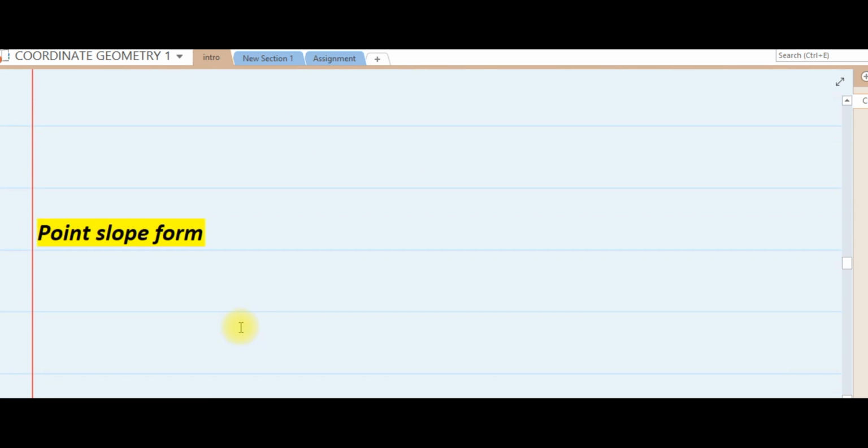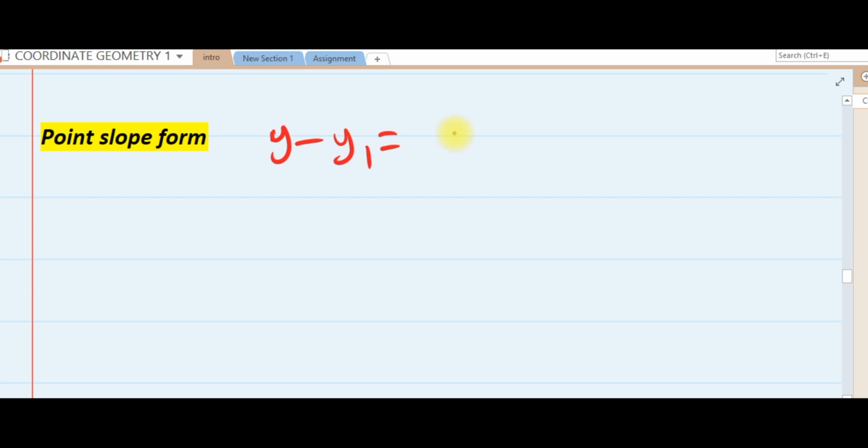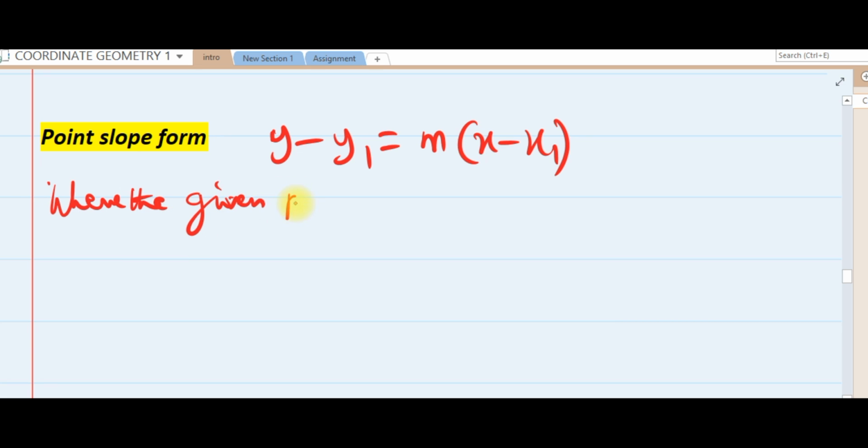So the next one is the point slope form. From the name, we are given a point and we are given the slope. So it's given as y minus y1 equals m times x minus x1, where the given point is (x1, y1).